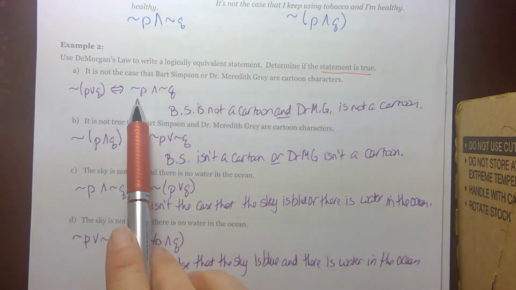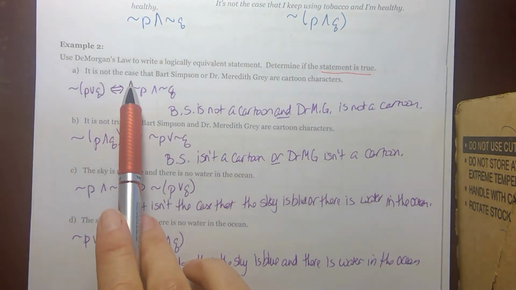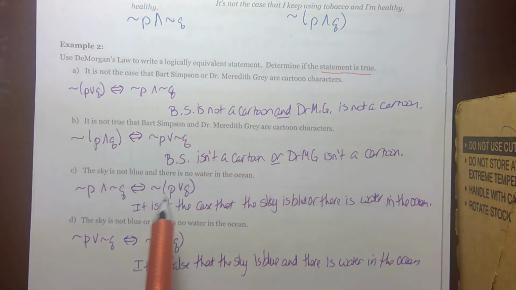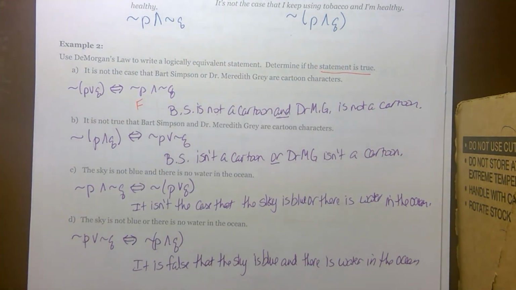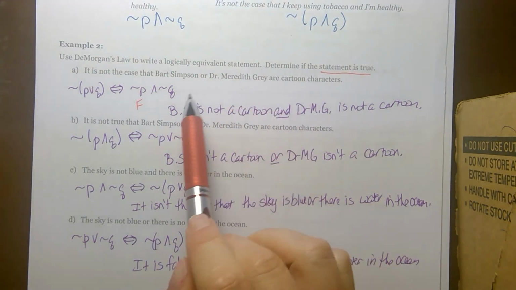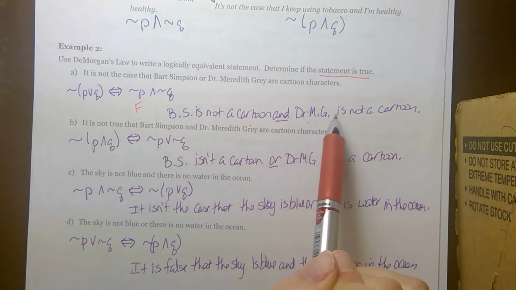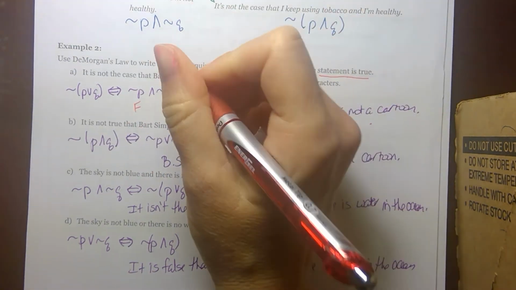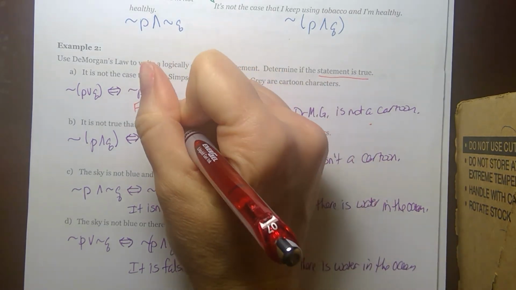Let's just look at one of them. If I look at not P and not Q, well, not P, it is not the case that Bart Simpson is a cartoon character. That's false, because Bart Simpson is a cartoon character. Let's do it this way: Bart Simpson is not a cartoon character is false. Dr. Meredith Grey is not a cartoon character. That's true. She's not. She's a doctor. She plays the doctor on TV, at least.